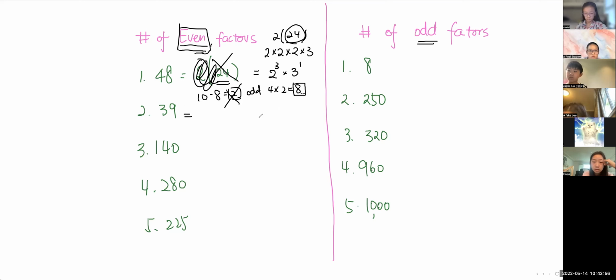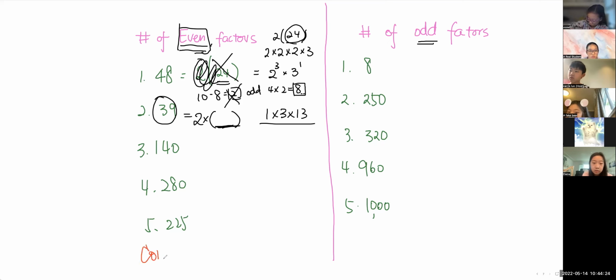So 39, it's an odd number, right? And if you think about it, it actually equals 1 times 3 times 13. Does this one have any even factors at all? No, because it needs a 2 times what. Could 39 equal 2 times what? No. So now I want you to come up with a conclusion.